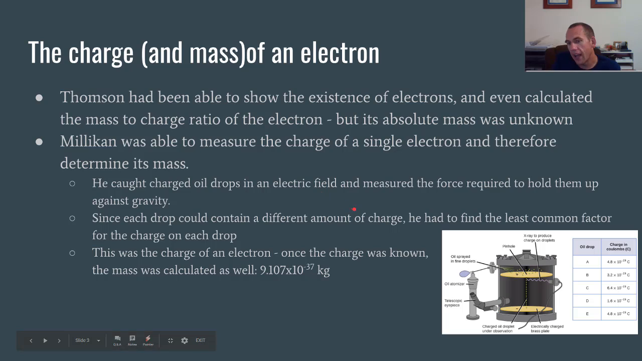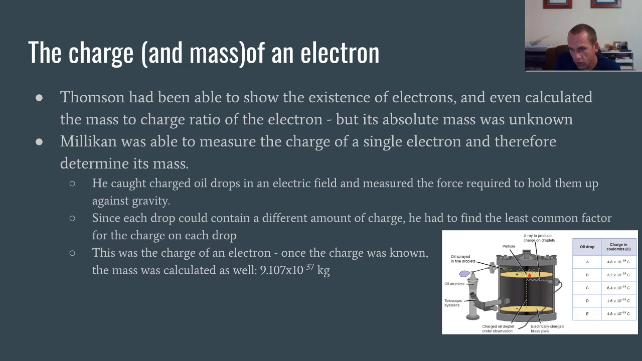Now, Millikan kind of refined this a little bit, because what Robert Millikan was able to do was actually figure out how much charge an electron had. So this diagram down here shows Millikan's oil drop experiment, and basically what he did was he sprayed in some droplets of oil and charged them by shooting x-rays at them.